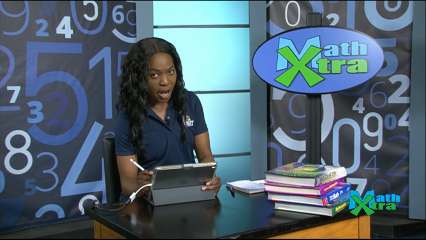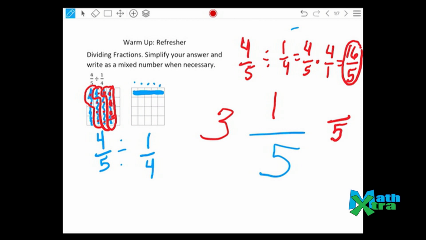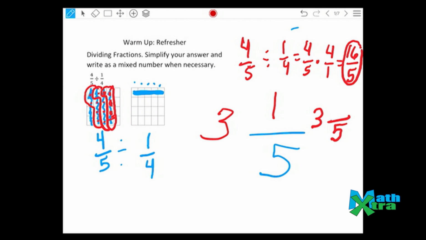Remember, how do you turn improper fractions into mixed numbers? You always keep the denominator. Now we need to figure out what whole number will get us as close as possible to 16. 5 times 3 is 15, and we have a remainder of 1. That's how you can double check your answer. All right, let's try another one.